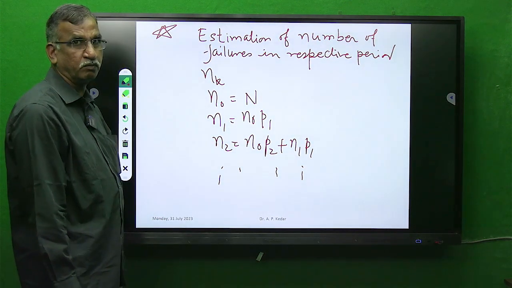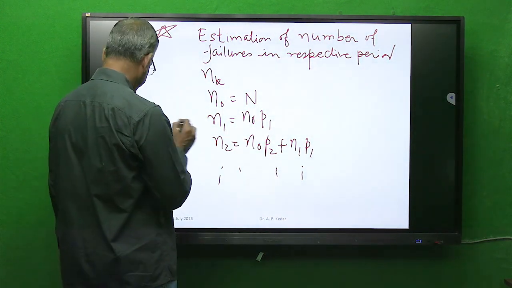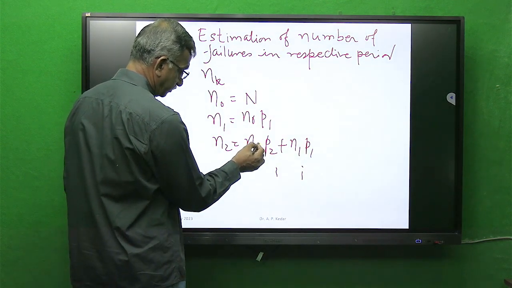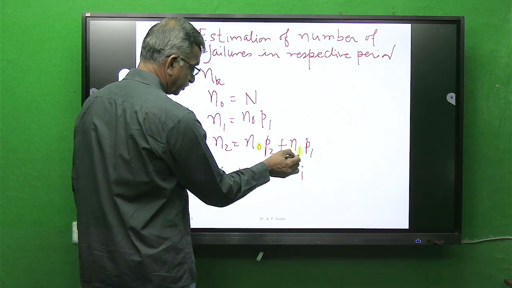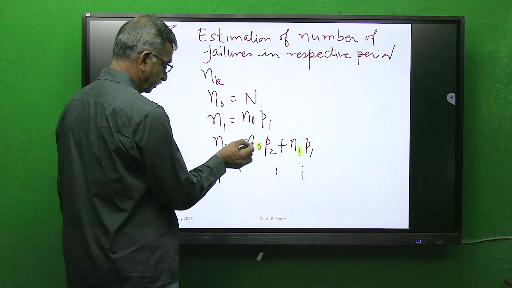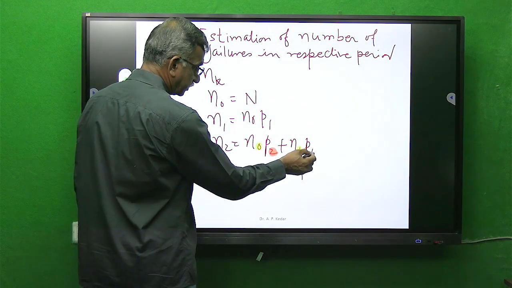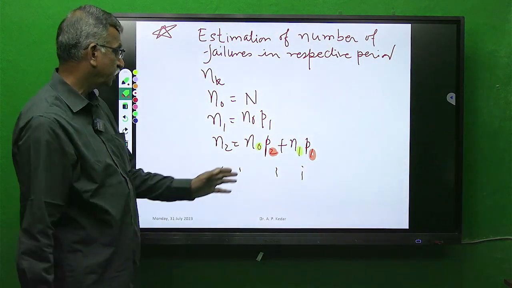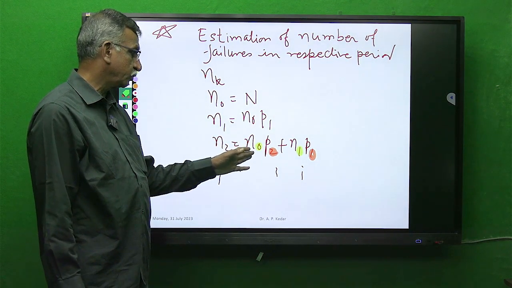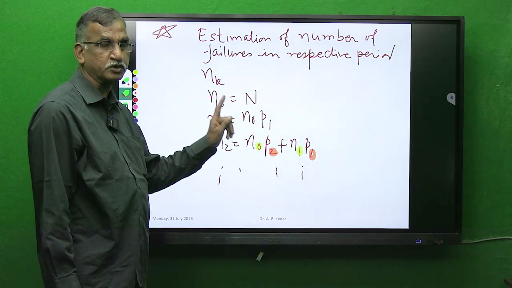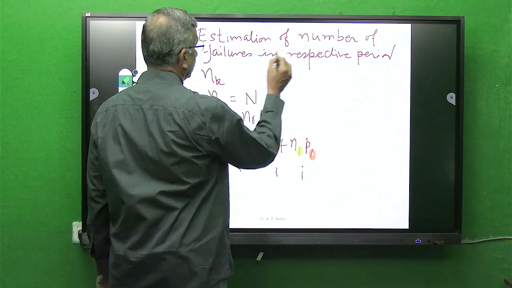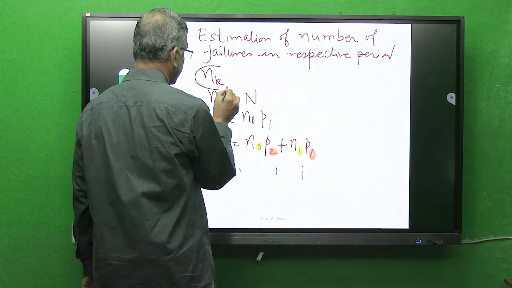I gave you one hint, one key: how to remember the suffix of this N. The suffix of N goes on increasing, whereas for probability the suffix goes on decreasing. So if it is Pn Nk for the last period, it is N0 and Pk value of the last period. Likewise, we will find the values of the number of failures Nk.